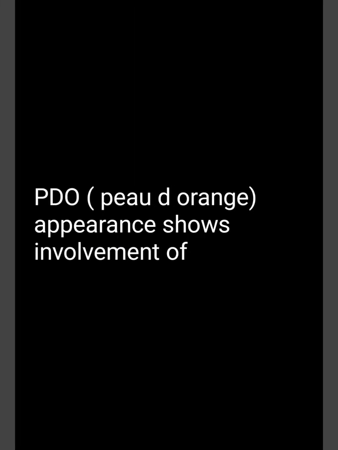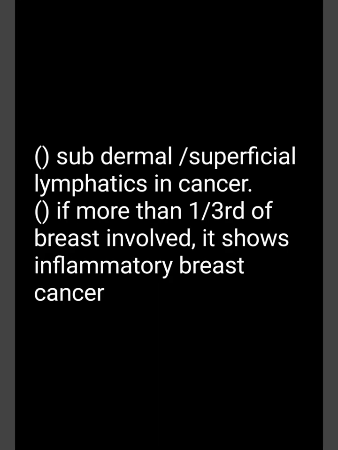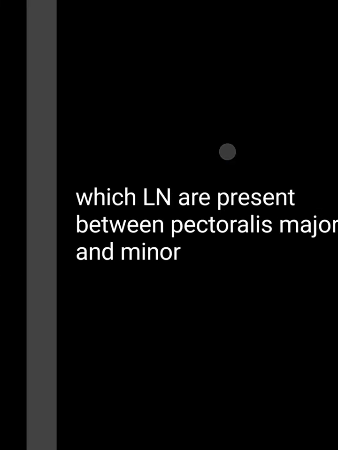Peau d'orange (orange peel) appearance shows involvement of subdermal superficial lymphatics in cancer. If more than one third of the breast is involved, it shows inflammatory breast cancer.